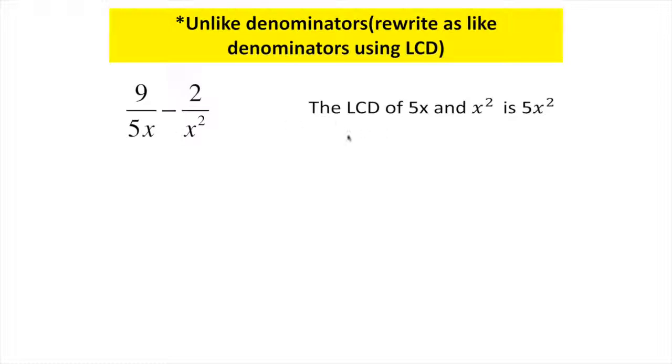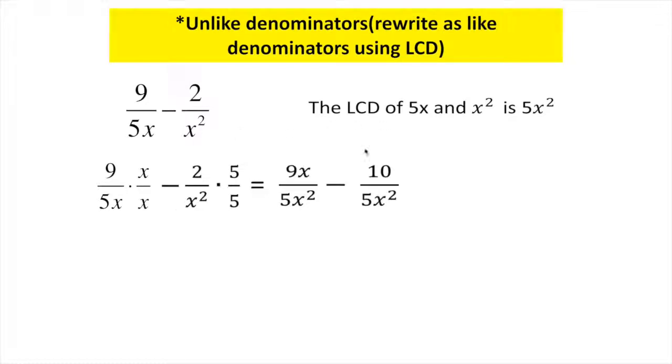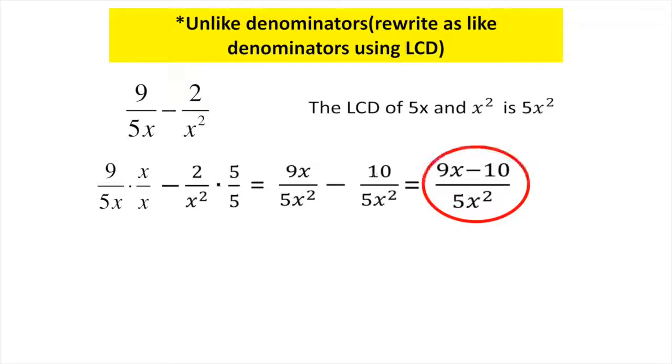All right, so now that we know that, this one here, I have a 5x already. So in order to get to 5x squared, I'm going to have to multiply top and bottom by x. That'll give me my 5x squared on the bottom. Over here, I need to multiply top and bottom by 5 in order to obtain it. All right, so let's simplify that a little bit further. I've got 9x minus 10, 2 times 5 is 10, over 5x squared on both. So now that we have the same denominator on both, I can just combine the numerator. 9x minus 10 divided by 5x squared is my answer.